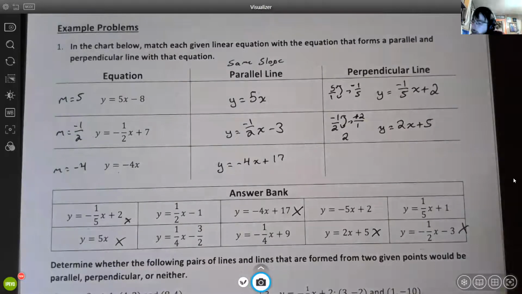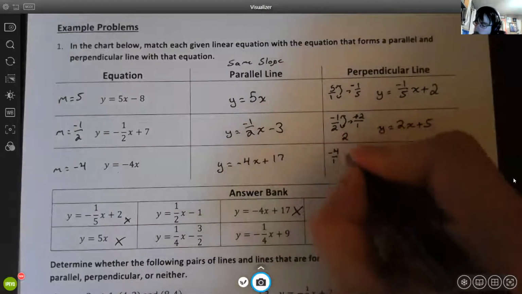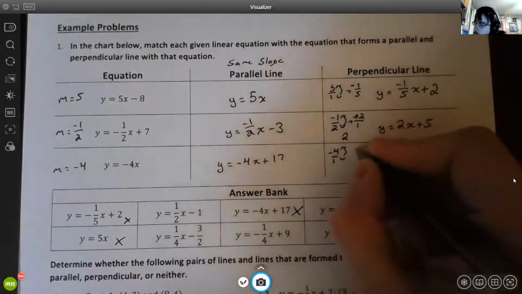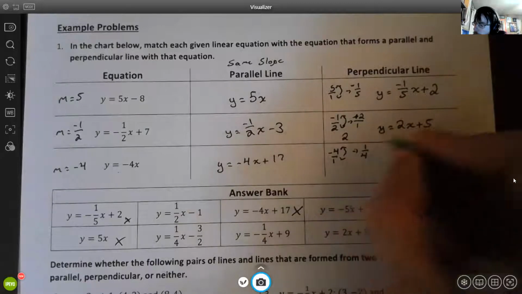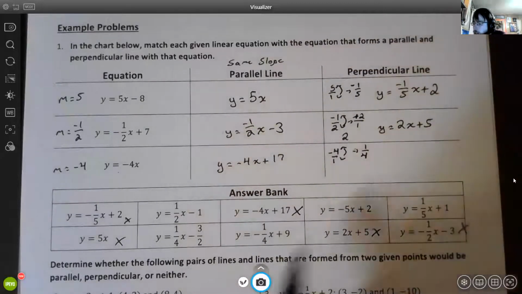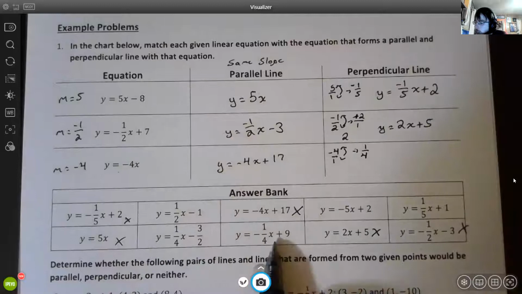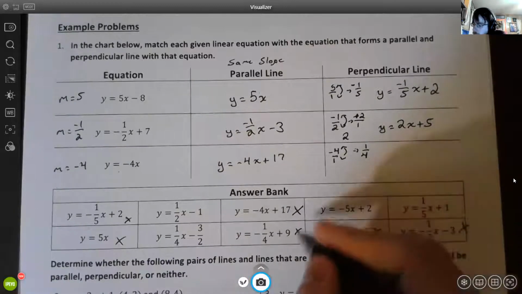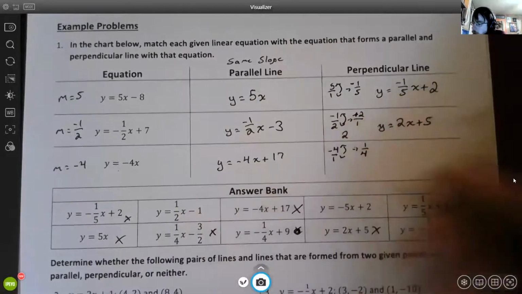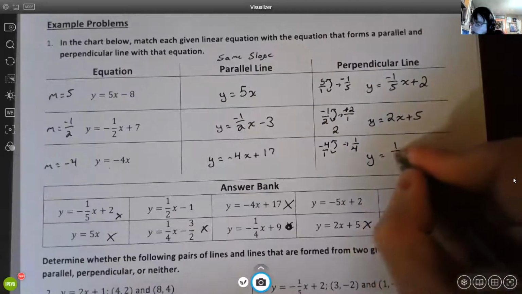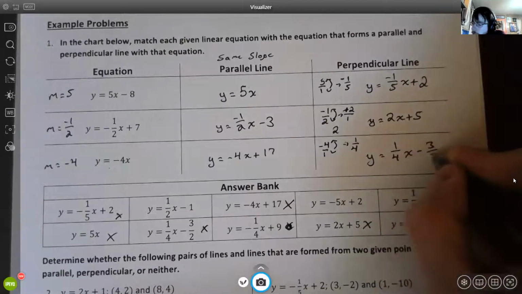And then finally, your perpendicular slope to -4/1 would be equal to 1/4. So that means your perpendicular line here would be y, sorry, that's not the right one. This one. y equals 1/4 x minus 3/2.